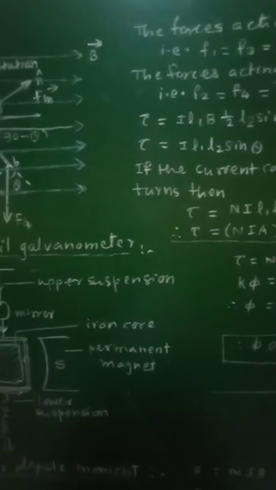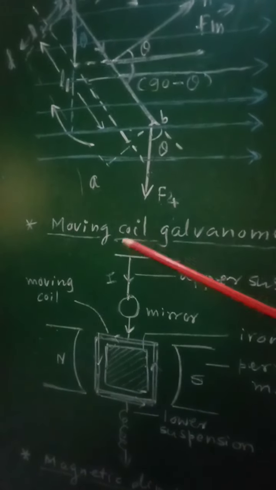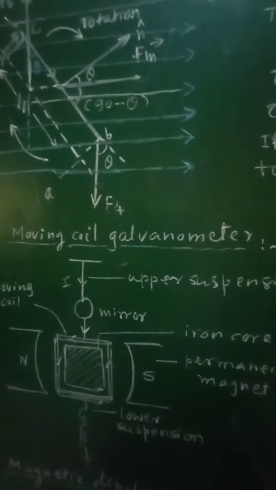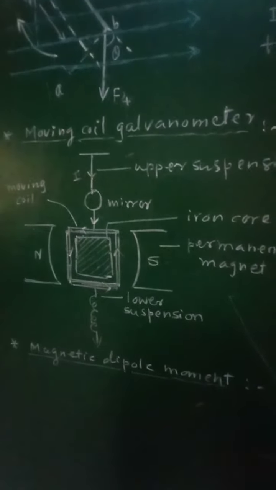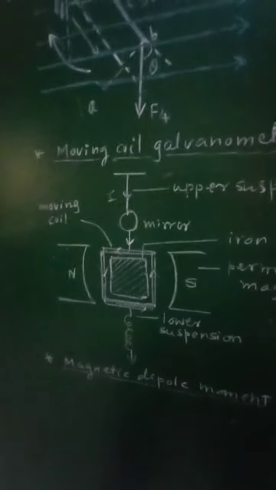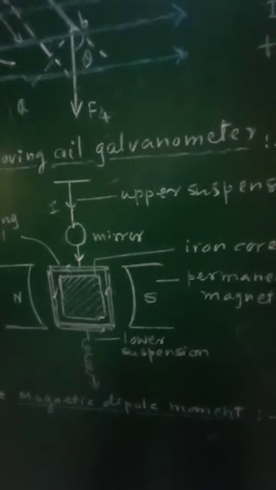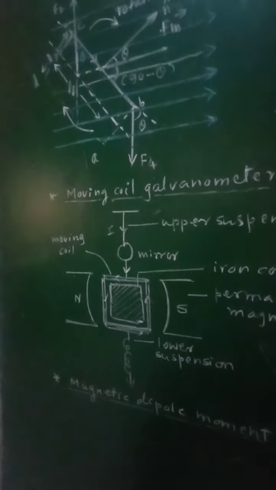So this will be the torque acting on that rectangular loop. Now let us consider the next point, that is moving coil galvanometer. The schematic diagram for this moving coil galvanometer is as shown. In this case, it will have different parts. What are these parts?